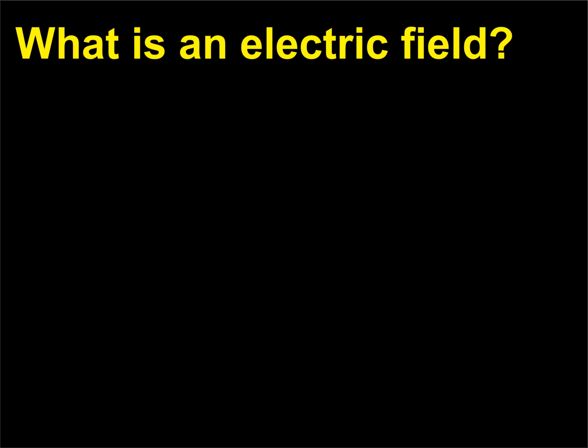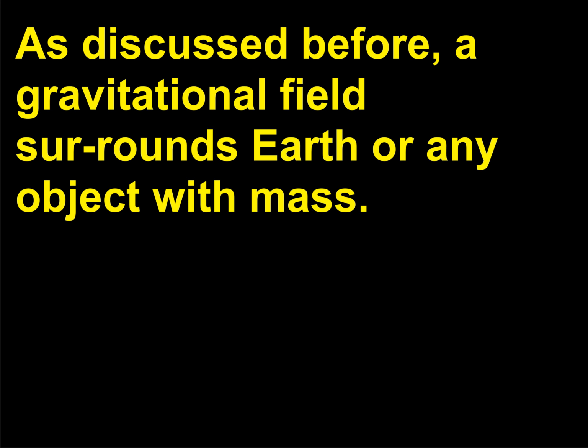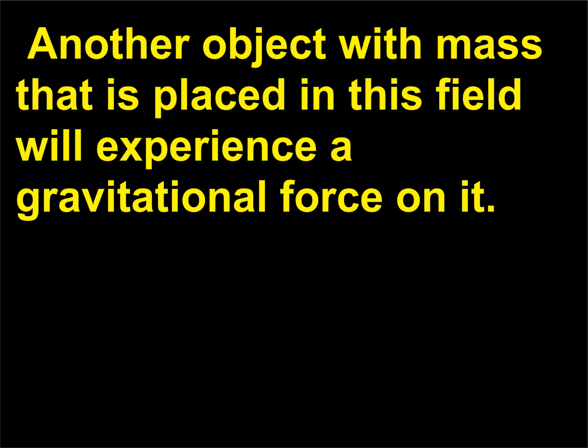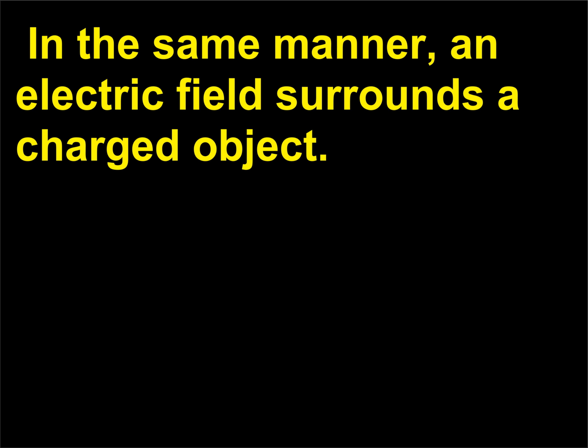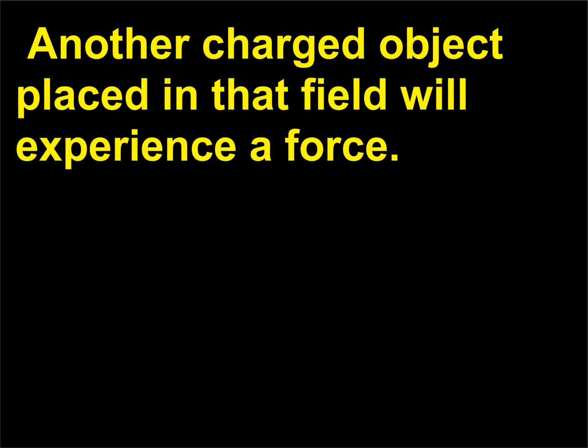What is an electric field? As discussed before, a gravitational field surrounds Earth or any object with mass. Another object with mass that is placed in this field will experience a gravitational force on it. In the same manner, an electric field surrounds a charged object. Another charged object placed in that field will experience a force.